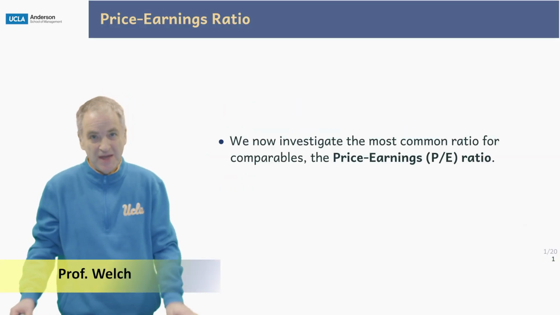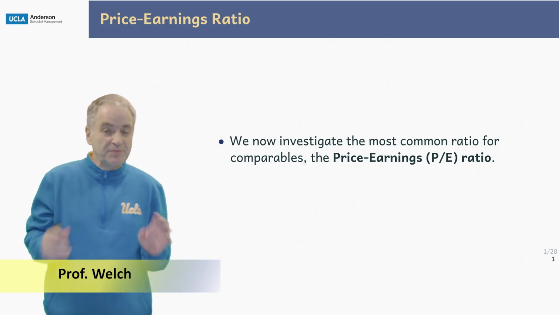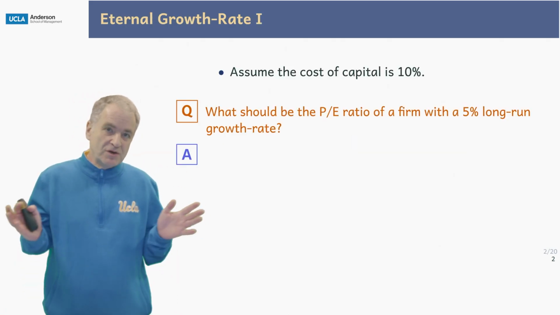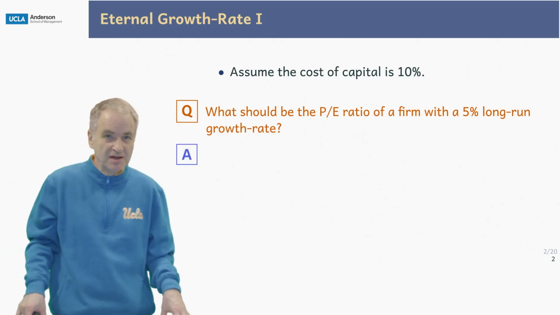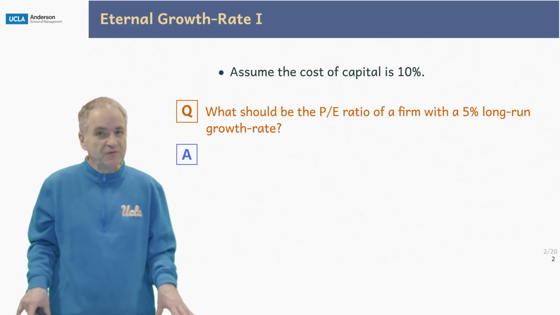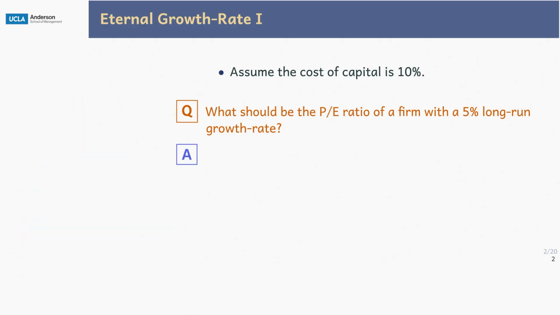Welcome back. We now investigate the most common ratio for comparables, the price-earnings ratio, far and away the most common. We're going to just do a normal example. We're going to assume the cost of capital is 10%. What should be the price-earnings ratio of a firm with a 5% long-run growth rate? Please pause this video now, answer the question on a piece of paper, and then continue.